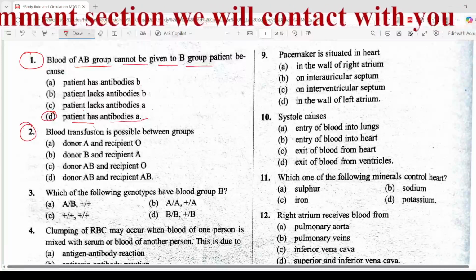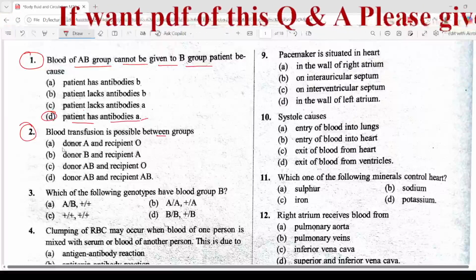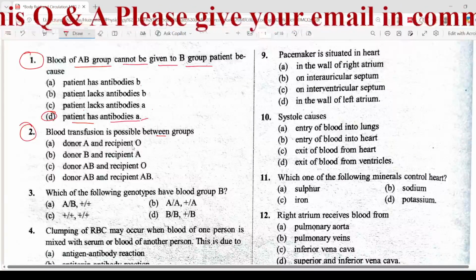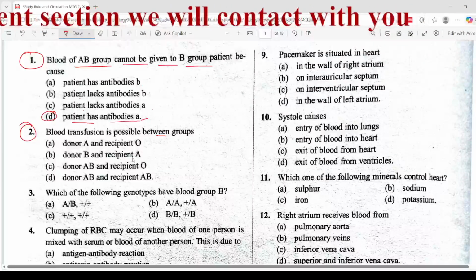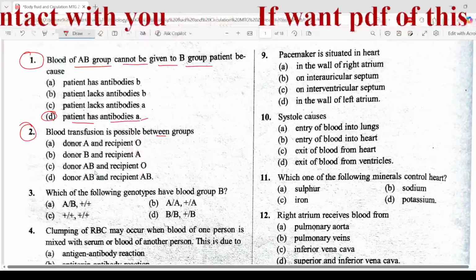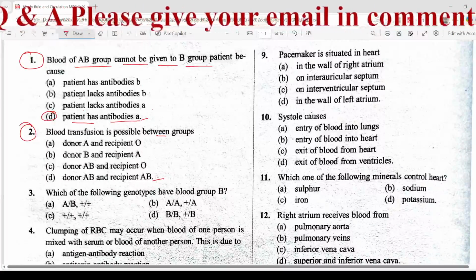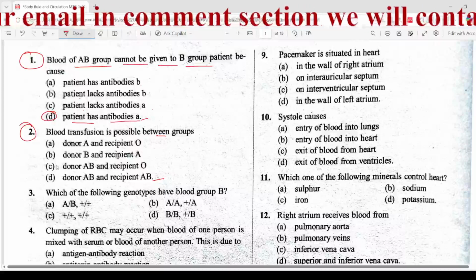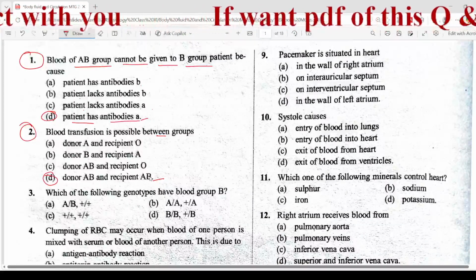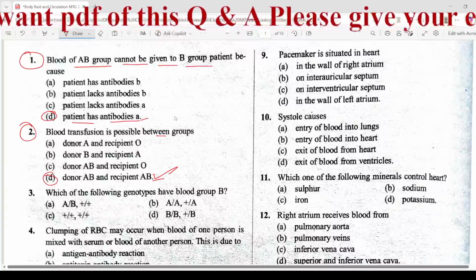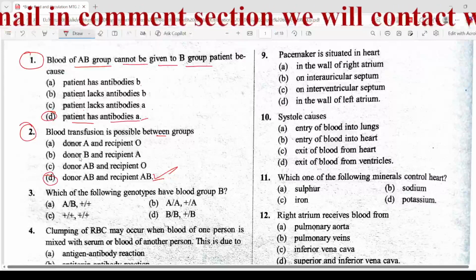Question number 2. Blood transfusion is possible between group: option A, donor A and recipient O; donor B and recipient A; donor AB and recipient O; and donor AB and recipient AB. From these four options you have to choose the correct answer. So here the correct answer will be option D. So let's move to the next question.